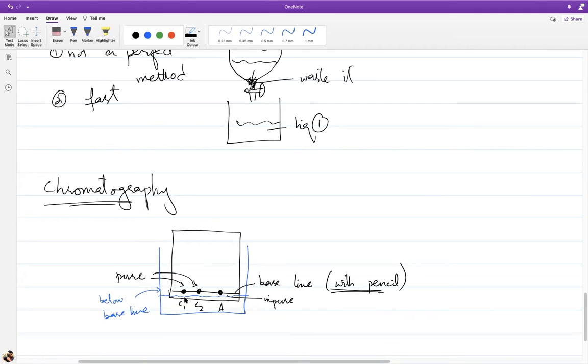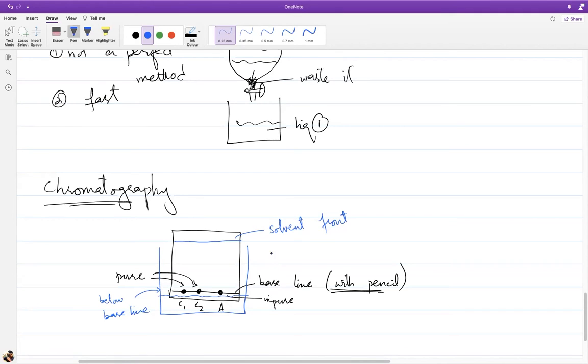Okay. Now wait. क्या होगा? The paper is going to absorb the solvent. The solvent is going to move up, and as it moves up, it's going to absorb A, it's going to absorb C1 and C2. It's going to push them forward. So let's suppose after a while, the solvent comes up to this level and stops. This is called solvent front.